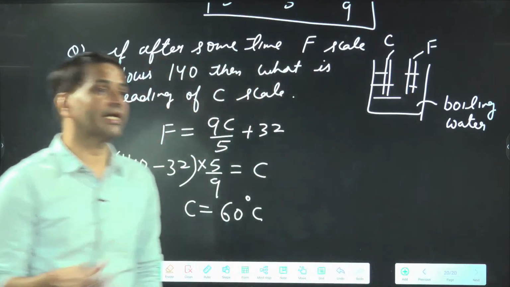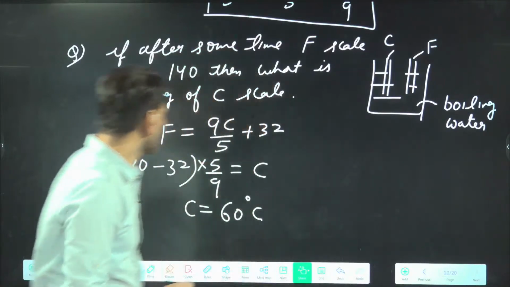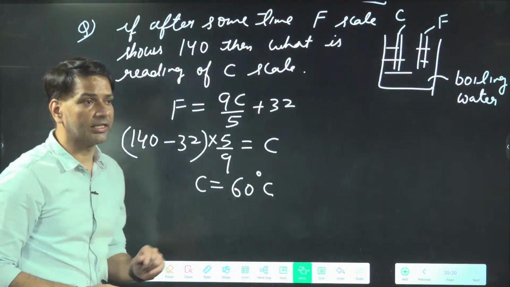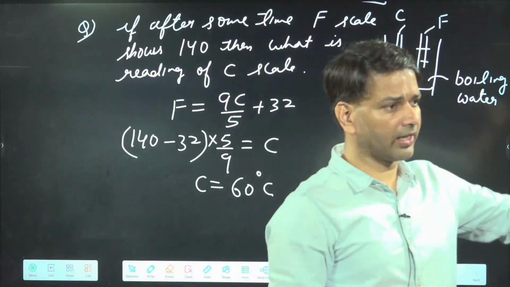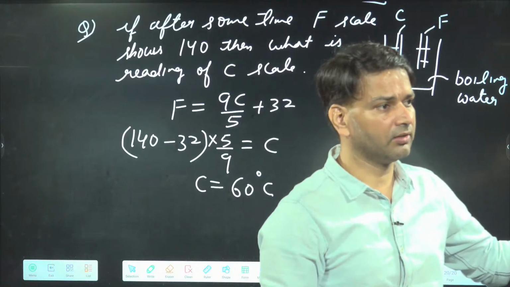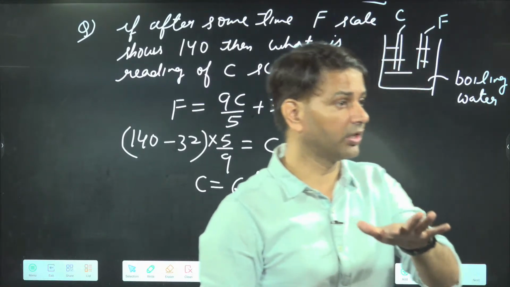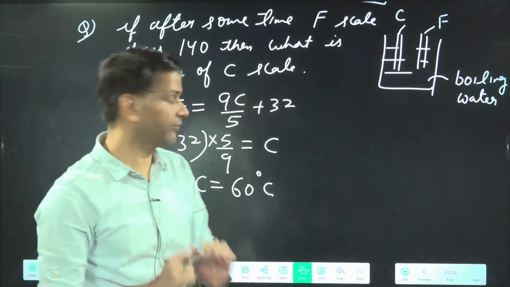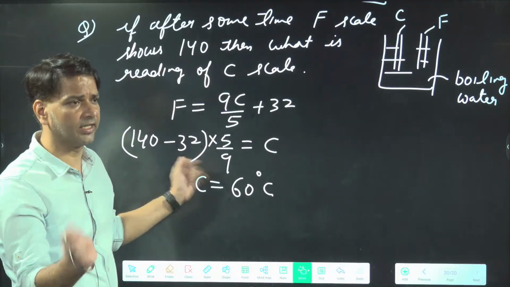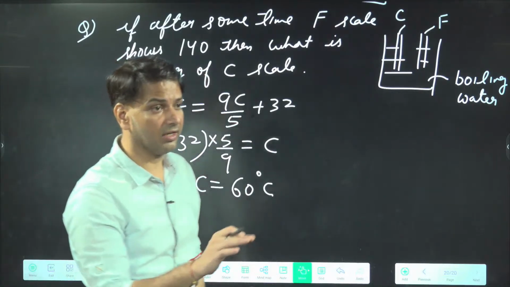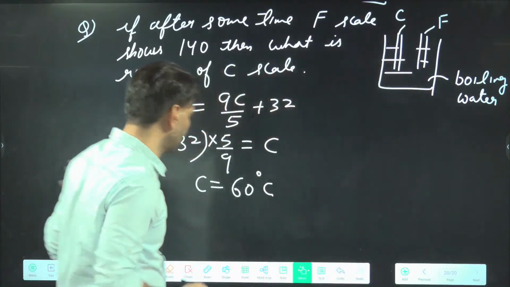But if I am directly asking for the temperature fall, there is another way we can calculate. Both thermometers were initially in the boiling water. Now the Fahrenheit scale shows 140. How much temperature fall in the Celsius scale? I am directly asking fall, so I cannot use this. I can directly use the delta relation. If I am asking how much temperature fall in the Celsius scale, then I will use what?